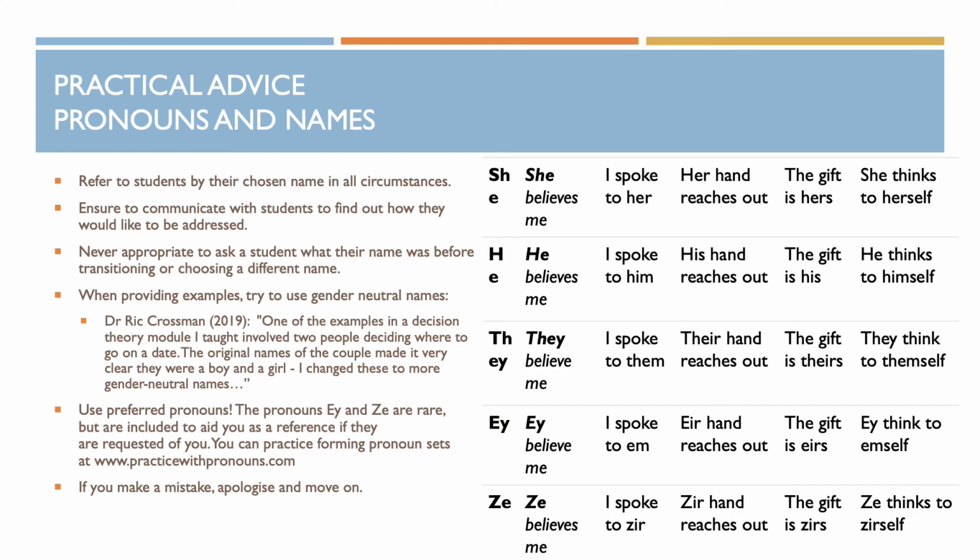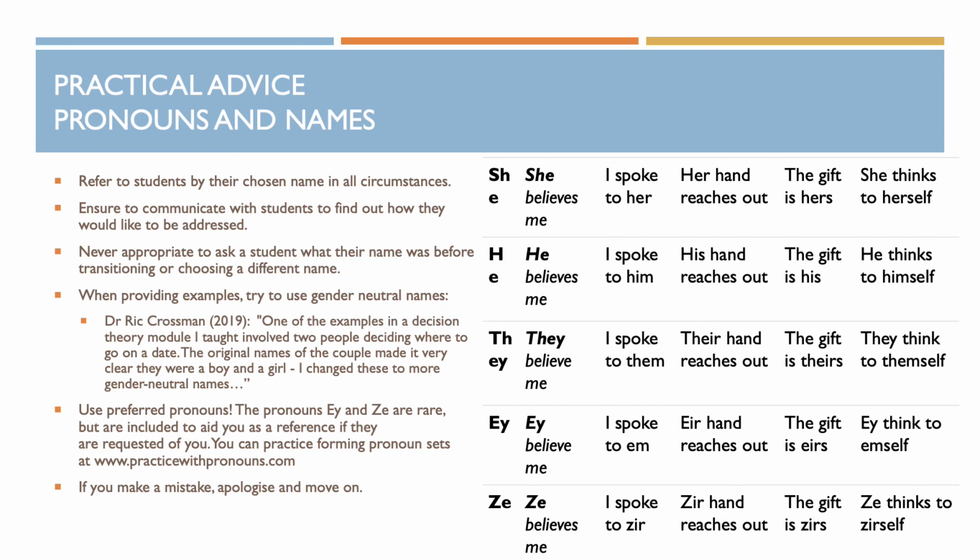So it's important that you ensure to refer to students by their chosen name in all circumstances. Some trans and gender diverse individuals do not legally change their name immediately, and others may have no intention of doing so. Ensure to communicate with students to find out how they would like to be addressed. It's not appropriate to ask trans and gender diverse individuals what their name was before transitioning or choosing a different name. Another way to incorporate gender diversity into a classroom is to choose gender-neutral names when presenting examples.